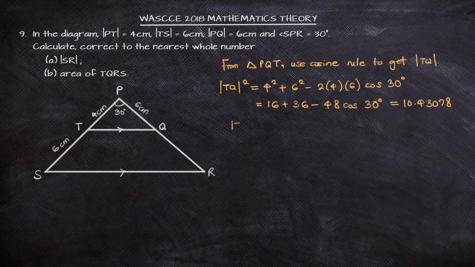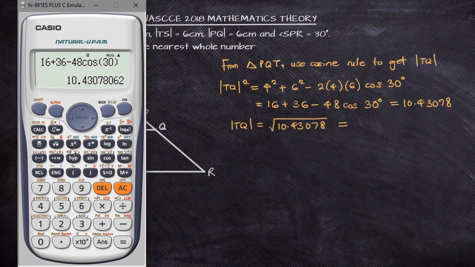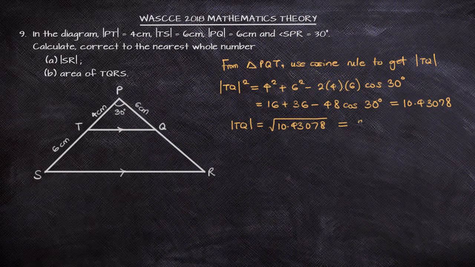So our TQ will be the square root of 10.43078, which is equal to the square root of our answer, 3.22967. Okay, that's the value of TQ.